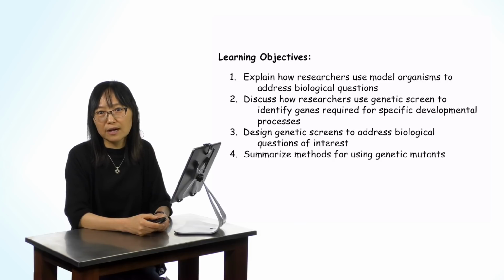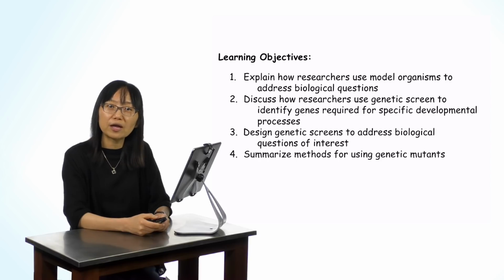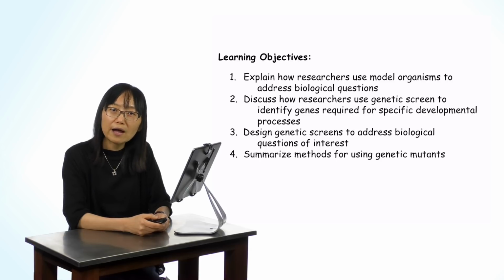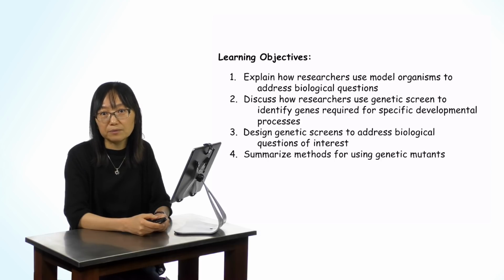To conclude, now you have watched these 2 parts of the video, you should be able to discuss how model organisms and genetic screens can help you identify critical genes in the biological processes of your interest. You should be able to describe the regulatory mechanisms that establish the body plan in the fruit fly. You should also be able to select a suitable model organism and design a genetic strategy to study your favorite biological questions.